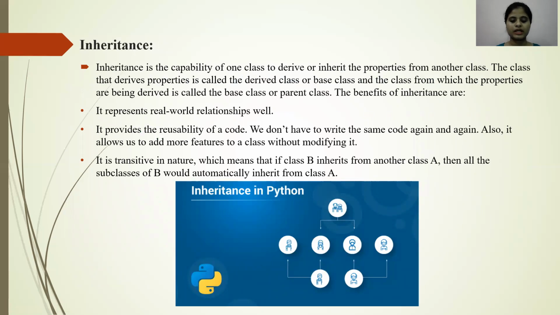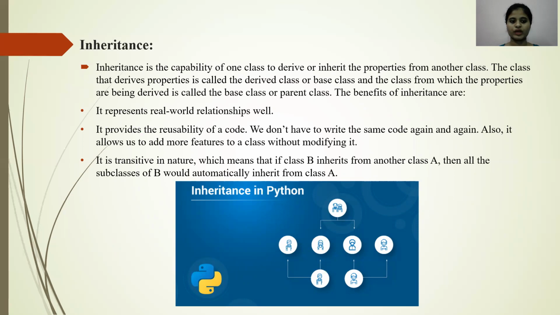Let's talk about inheritance. It is the capability of one class to derive or inherit the properties from another class. The class that derives properties is called the derived class or child class, and the class from which the properties are being derived is called the base class or parent class.